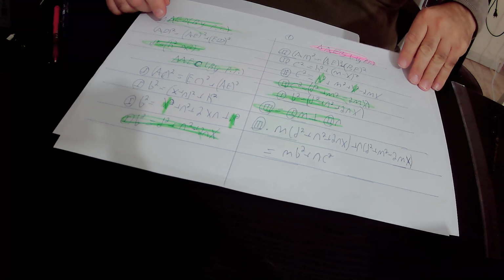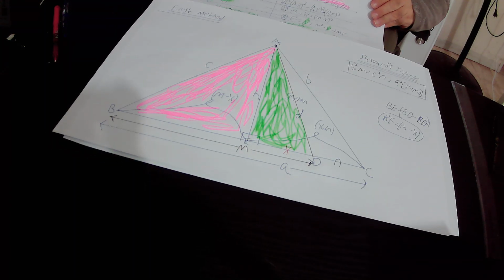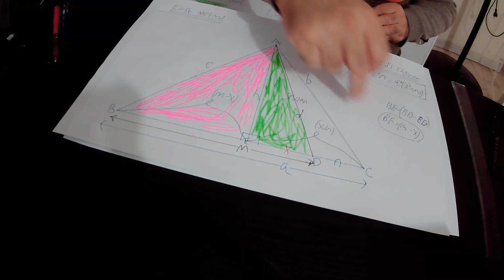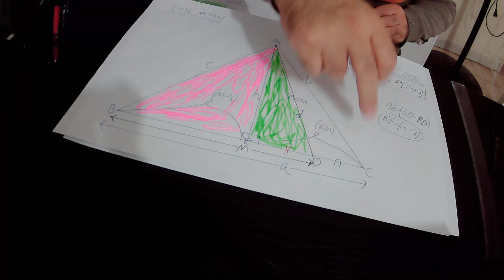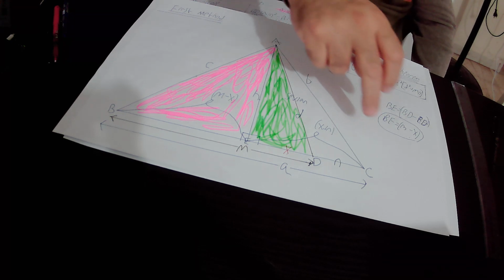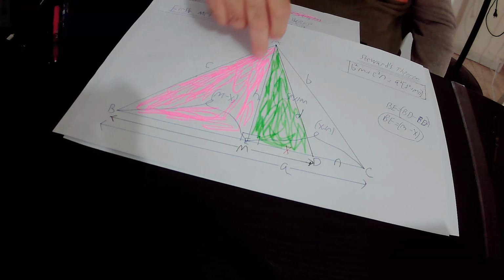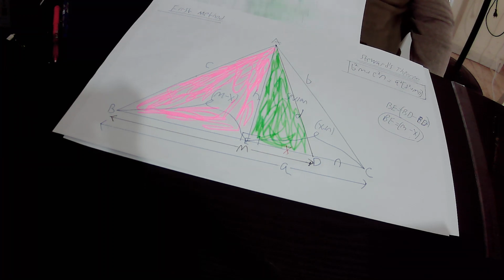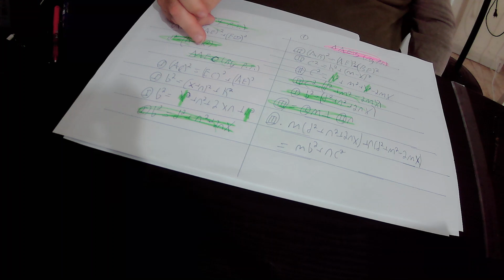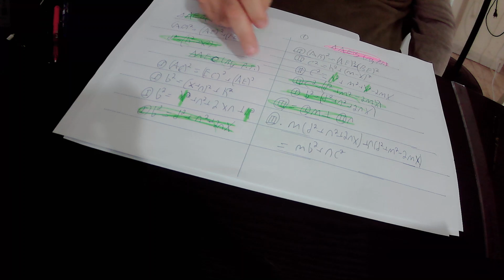Then we focused on the right triangle AEC, and we implemented the Pythagoras theorem in the right triangle AEC. According to the Pythagoras theorem in the right triangle AEC, AC square equals AE square plus EC square.